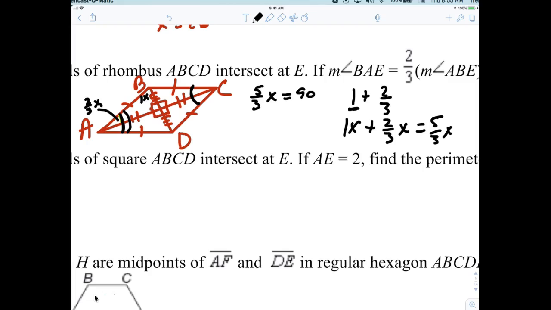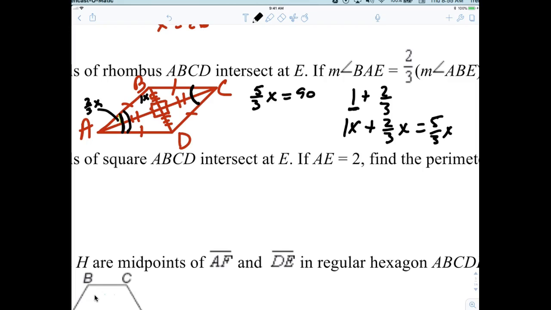Okay. And I'm going to look really stupid, but I don't understand how you got 5/3. Okay, you said 1 plus 1 is the same as 3/3. Yeah. 3/3 plus 2/3. Where'd you get the x that you put in? Because I have no idea what that is. I just know that BAE is 2/3 of that.